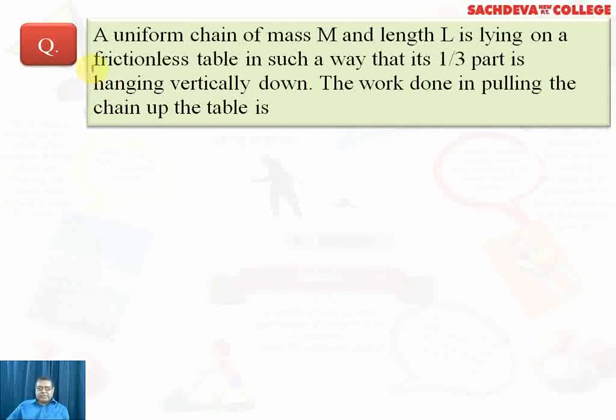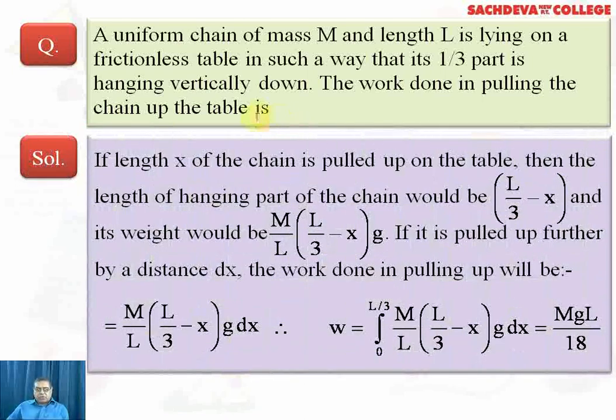Now the next question is, a uniform chain of mass m and length L is lying on a frictionless table in such a way that its 1/3 part is hanging vertically down. So out of L, 1/3 part is hanging, and the remaining part on the table will be L minus L over 3. The work done in pulling the chain up to the table is obviously the dot product of force and displacement. That fact is to be applied in this question.